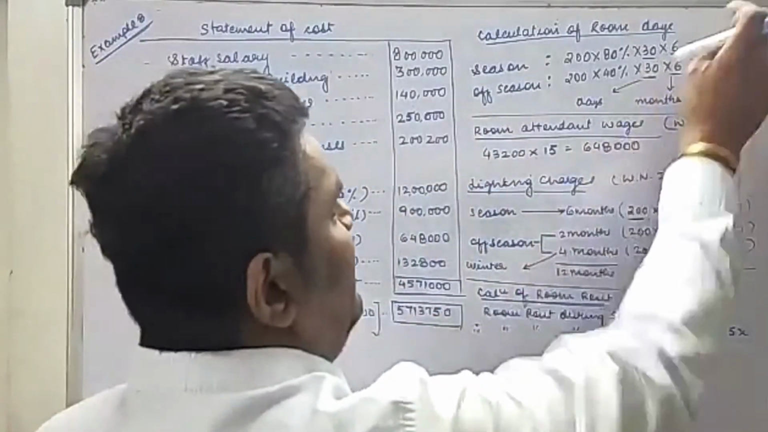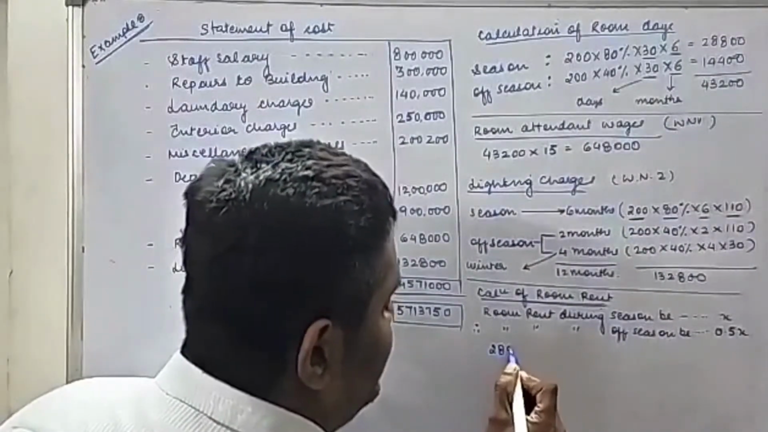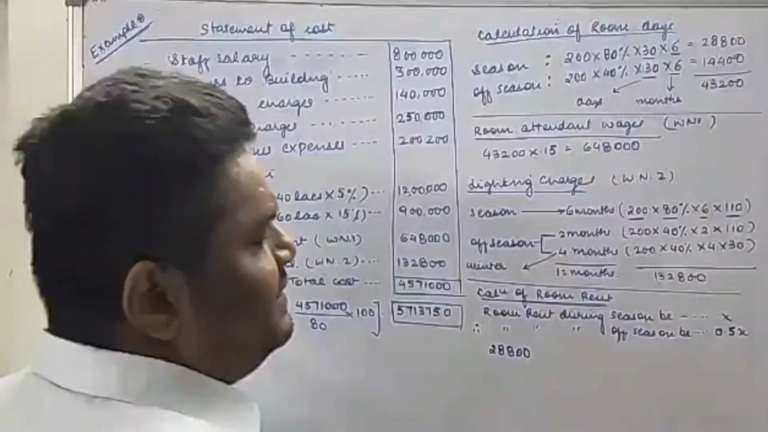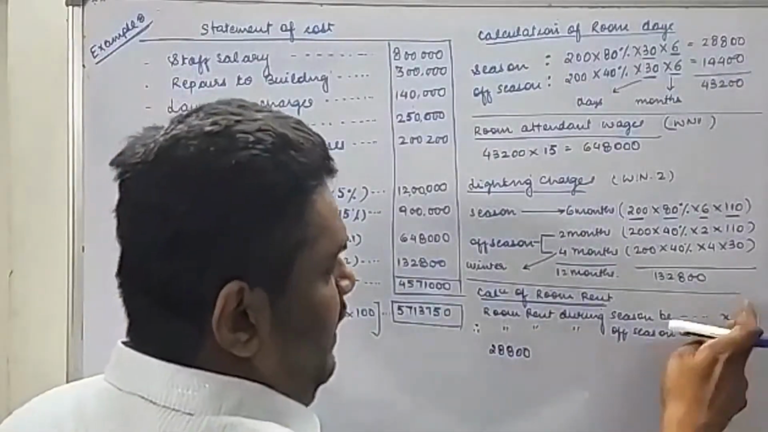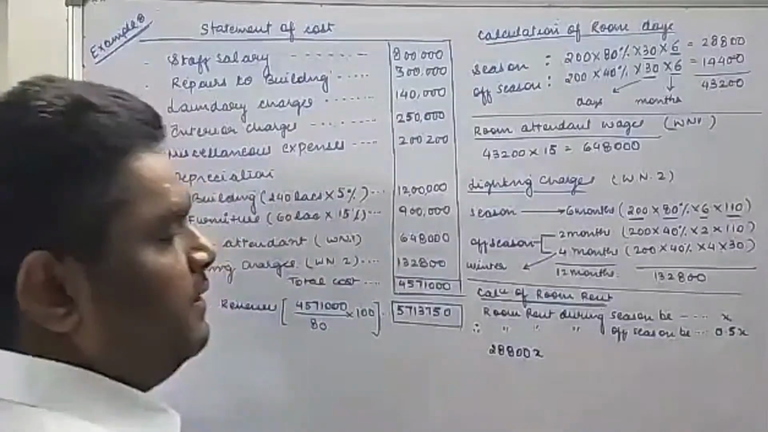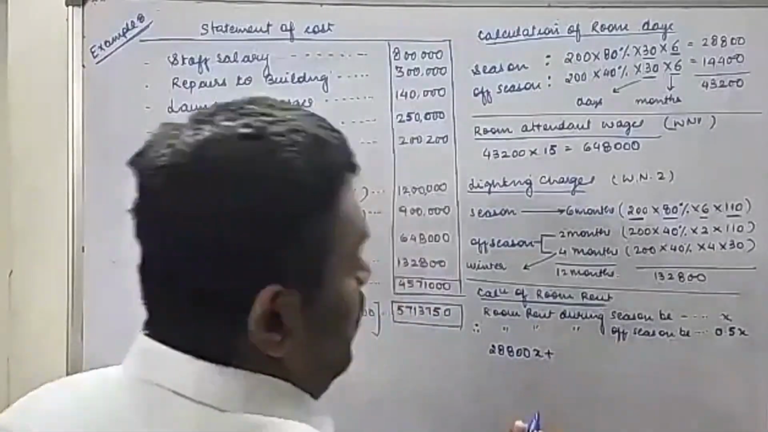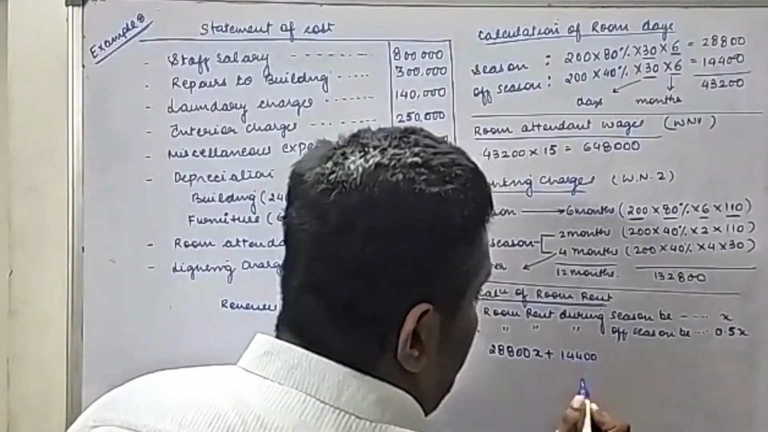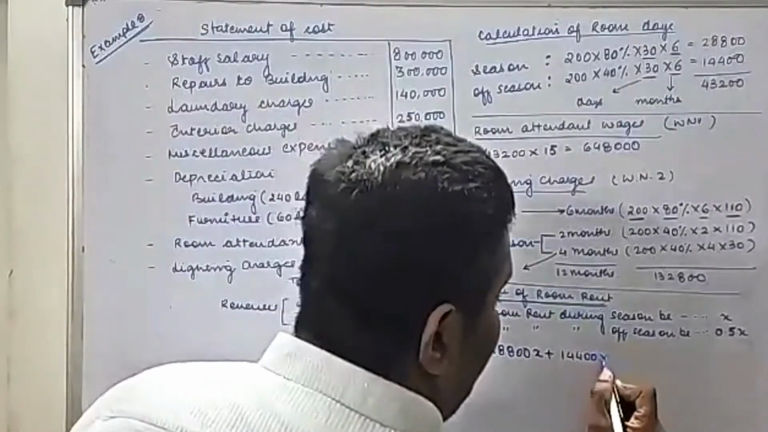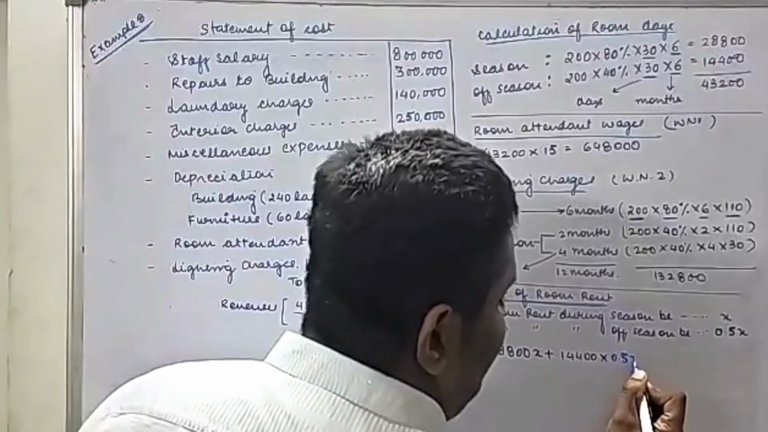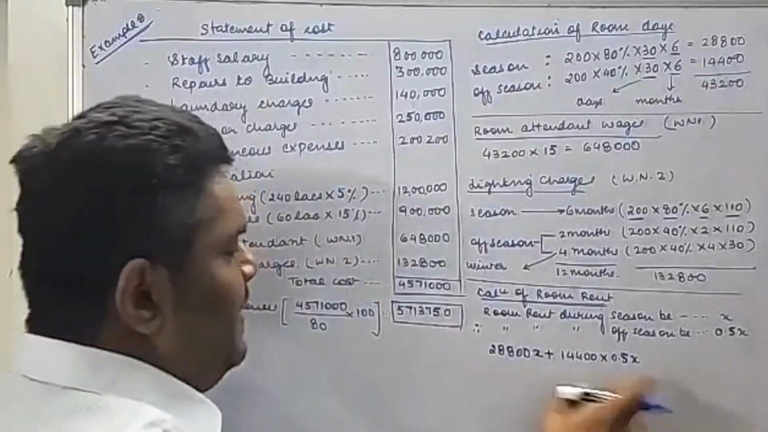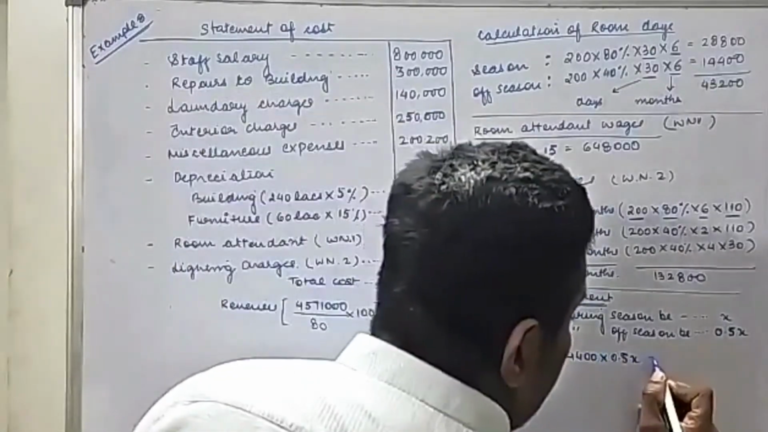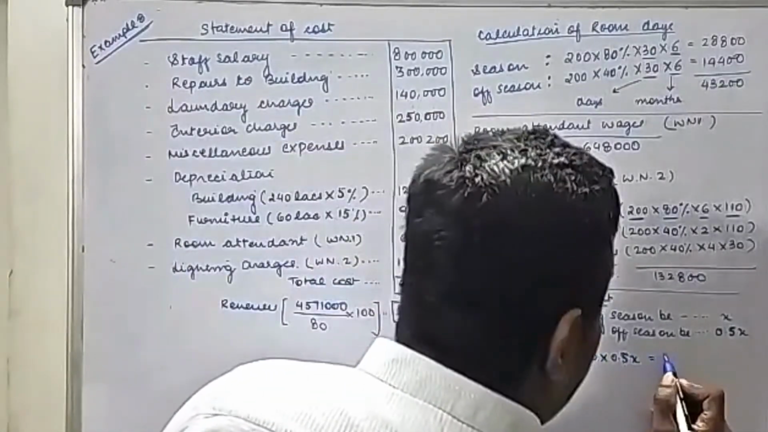See, the number of rooms occupied during the season is 28,800, into the rent, that is X. When talking about the rooms occupied during the off season, 14,400 rooms are occupied, and their rent per room per day is 0.5X. And this should be equal to my total revenue. The total that comes will be our total revenue, 571,3750.